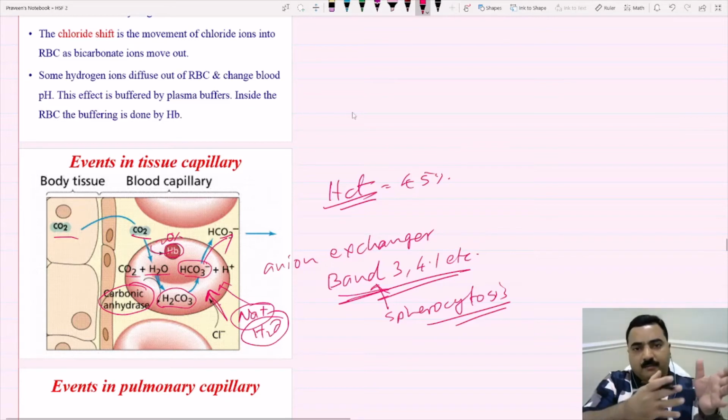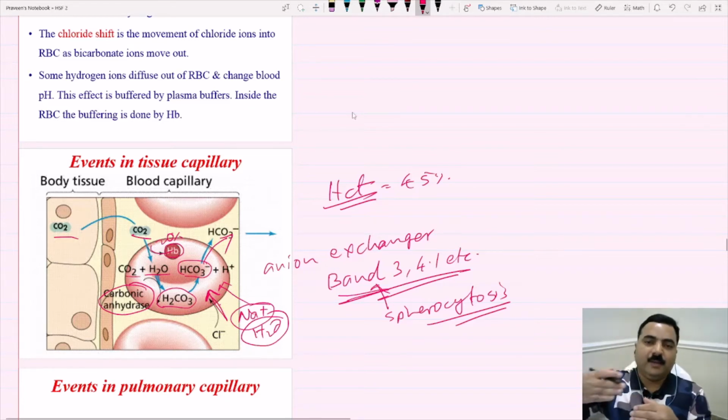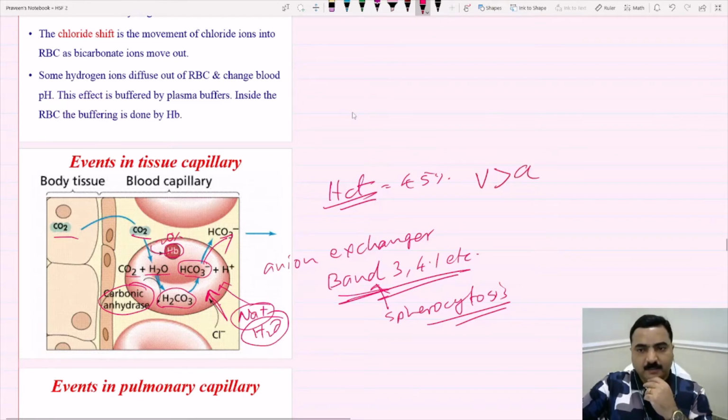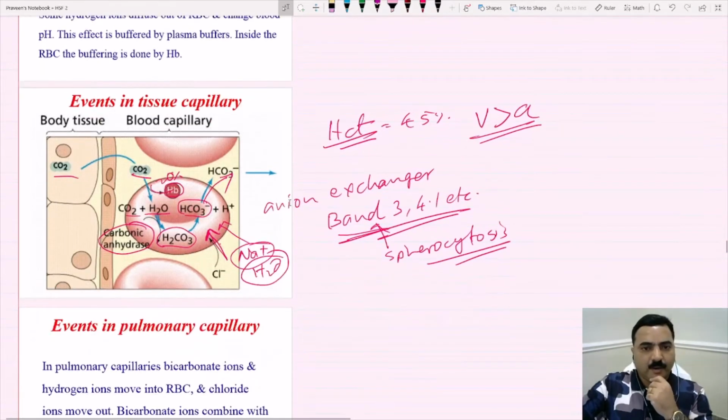Definitely in the venous blood, because that is where the carbon dioxide is coming in. When the carbon dioxide comes in, the chloride is coming in. When the chloride comes in, it comes along with a little bit of sodium and water, which causes a little bit of swelling of the RBC, and the hematocrit of the venous blood will be slightly more than that of the arterial blood. You can get a question from this concept about the moving in of the chloride.